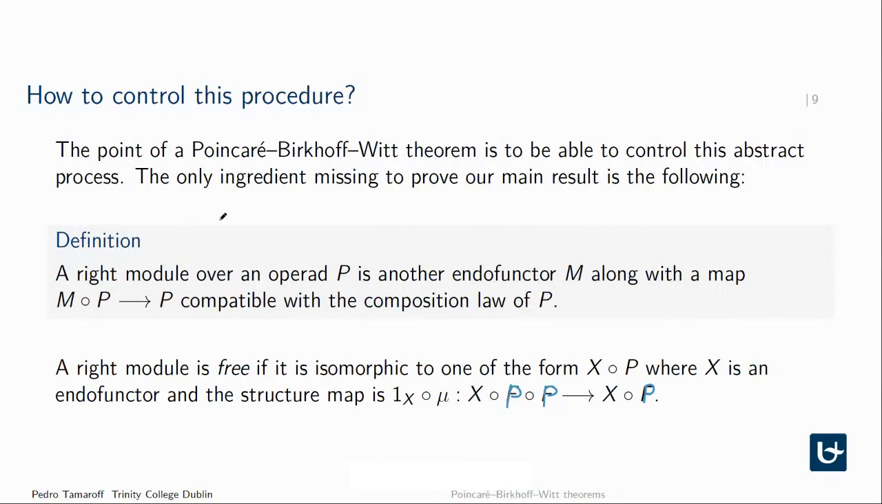Okay, so let me just do a checklist here. I have operads. I want to control their algebras, which I think I wrote with a little c, so these are P-algebras. And finally, the last notion that I will need is working with right P-modules. So with these three ingredients, I can tell you precisely what the bare bones statement of a Poincaré-Birkhoff-Witt theorem is.